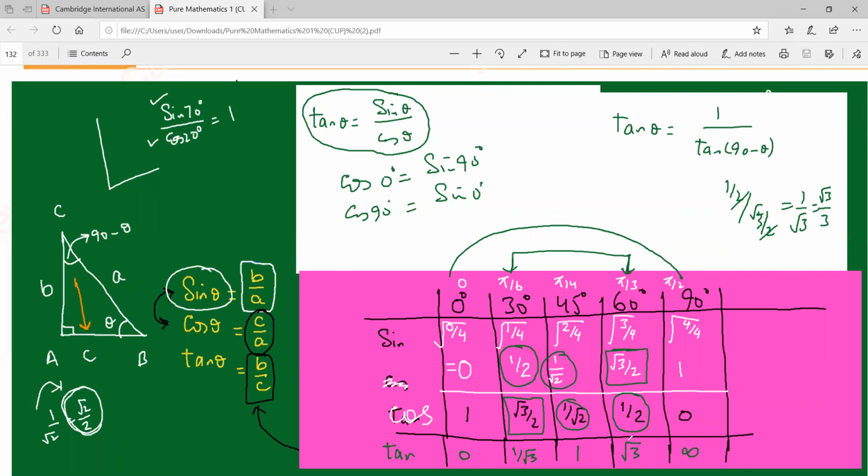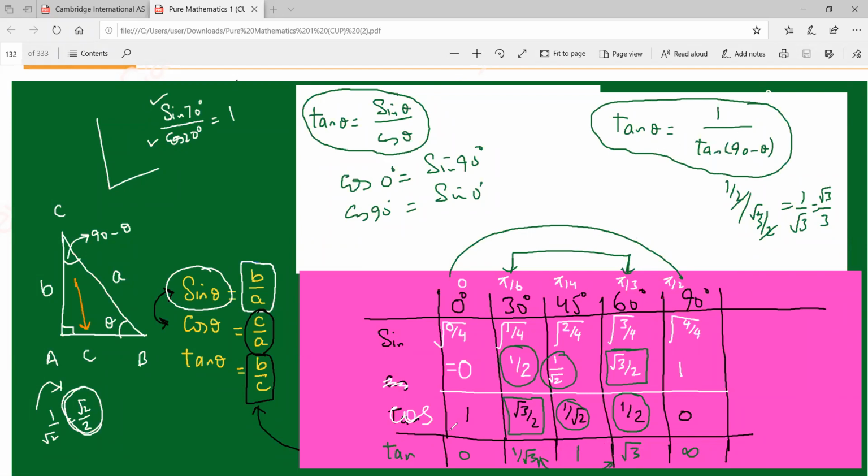Now, the better students will also notice that 1 over under root 3 and under root 3 are reciprocals of each other. Aren't they the reciprocals of each other? Yes. This is written here because when you have two complementary angles, look at this, 30 and 60, these are two complementary angles, and for the tan, you have the reciprocal values over here.